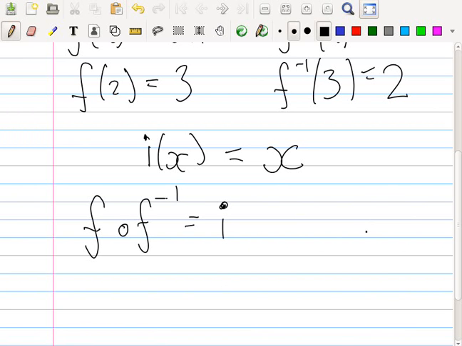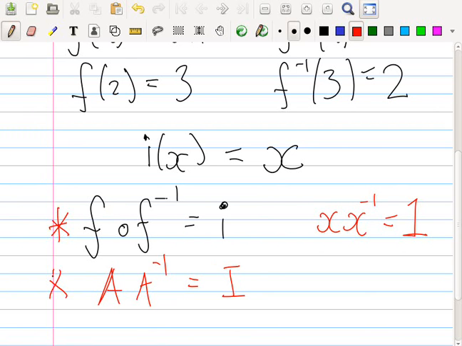This is a lot like matrices, isn't it? What does A multiply A inverse equal? I. And what does x multiply x inverse equal? 1. This is just normal x, a regular number. I'm trying to get you to appreciate the similarities between this definition and this definition.